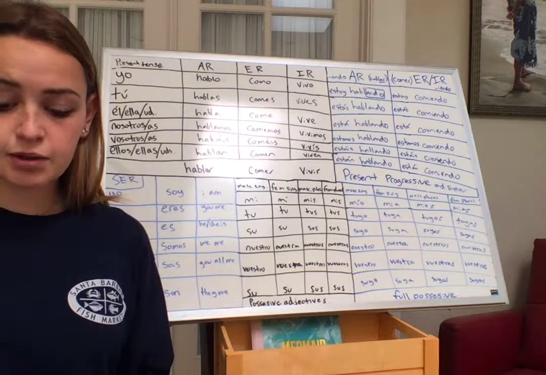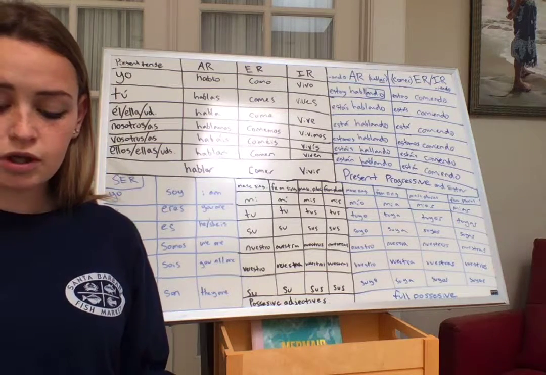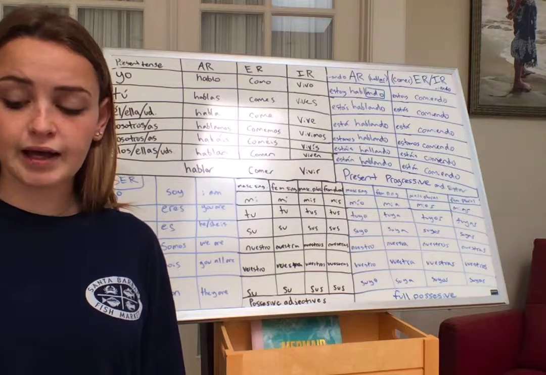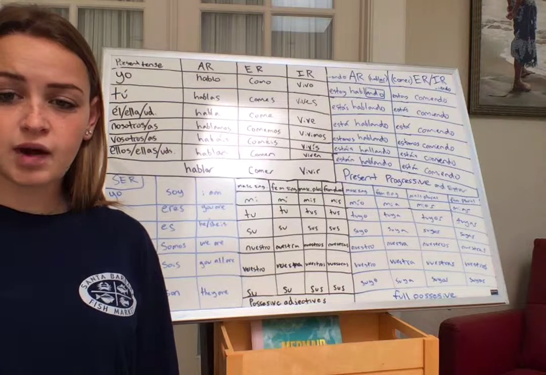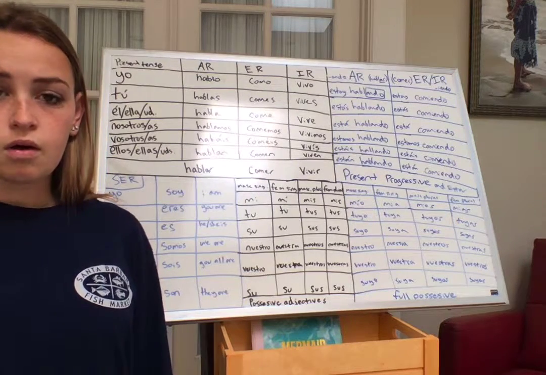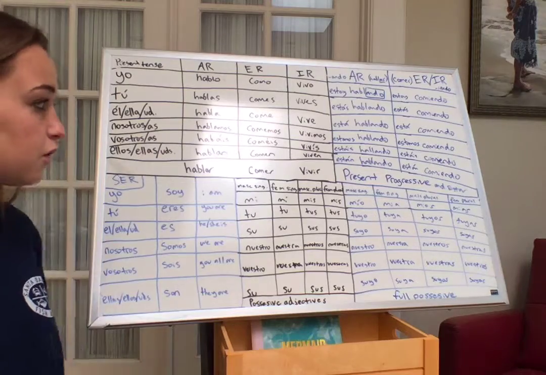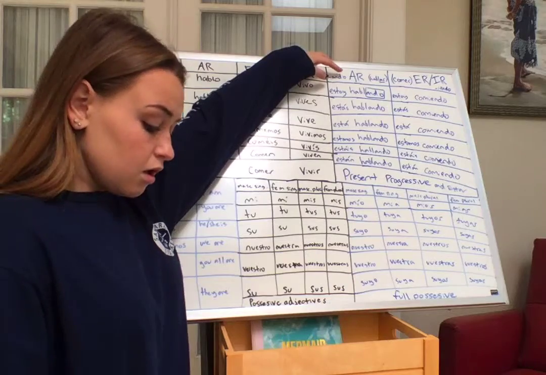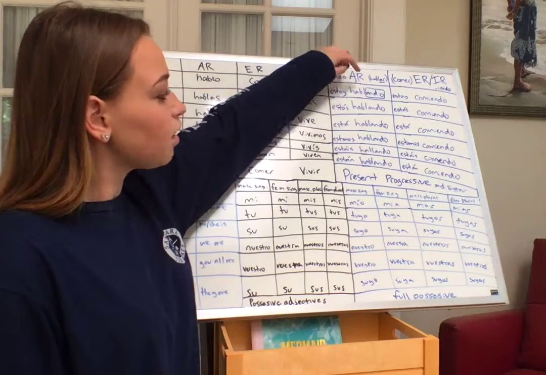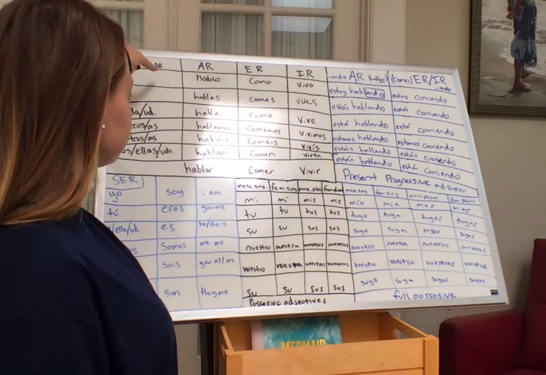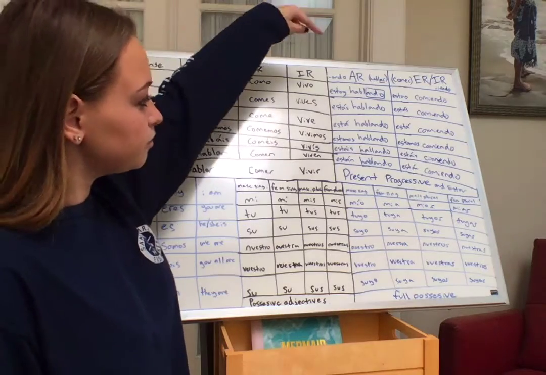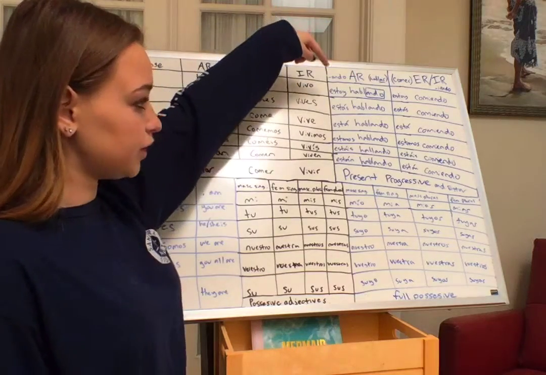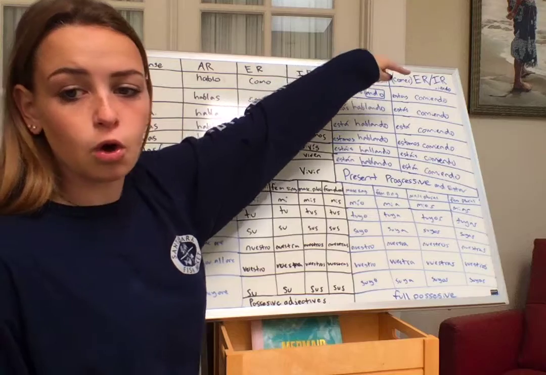Next is present progressive. In Spanish, you cannot use English ing words. They don't have a word for the ing words. Instead, you have to add an ending to the normal words in Spanish. For example, the AR ending words, you take off the AR just like in this conjugation, and you add ando. For example, hablando.